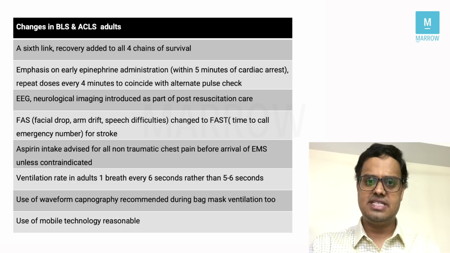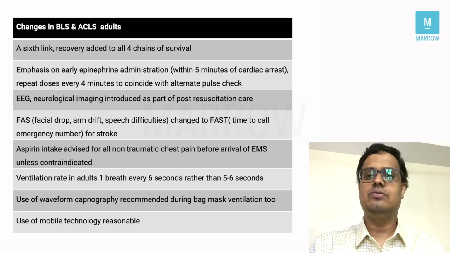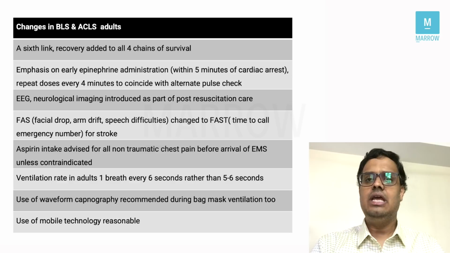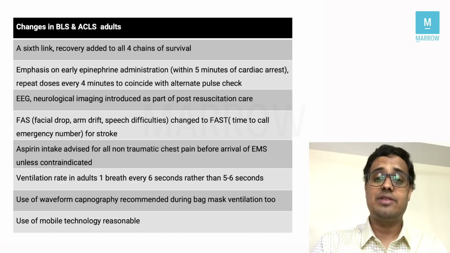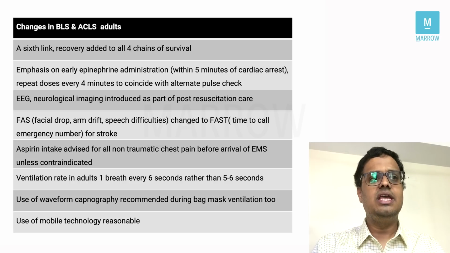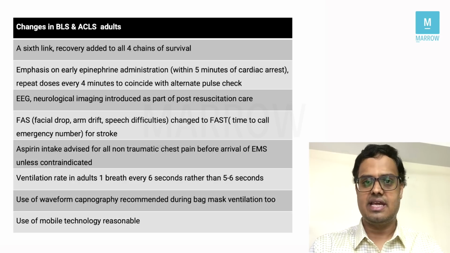Any patient with chest pain above 40 years of age, unless they have any contraindication, is advised to be given aspirin. And the ventilation rate in adults is 1 breath every 6 seconds.